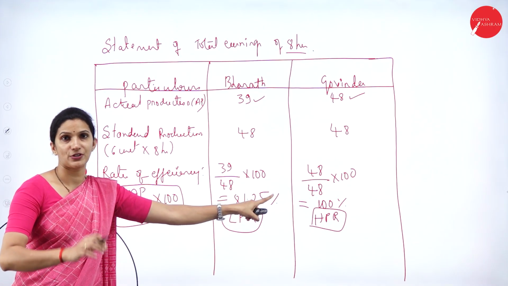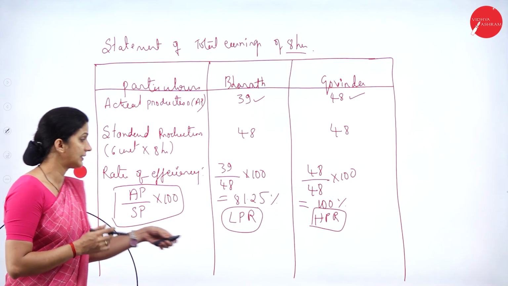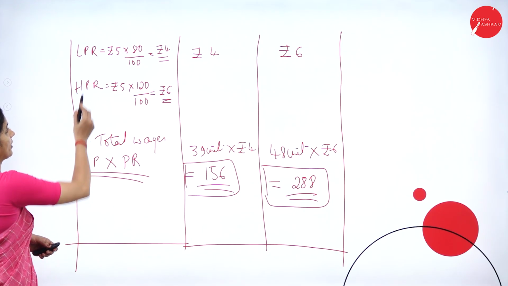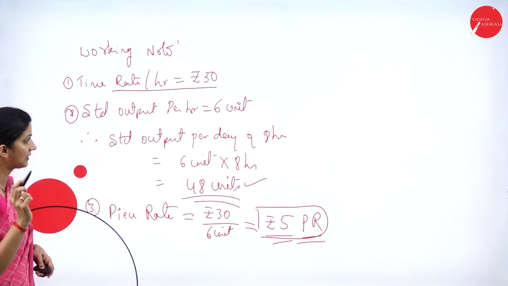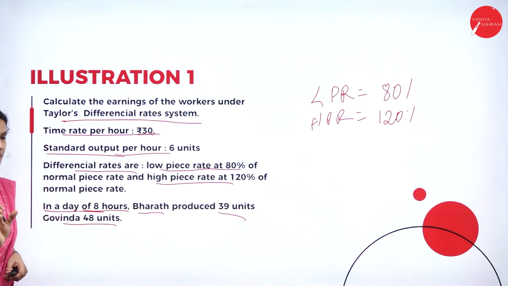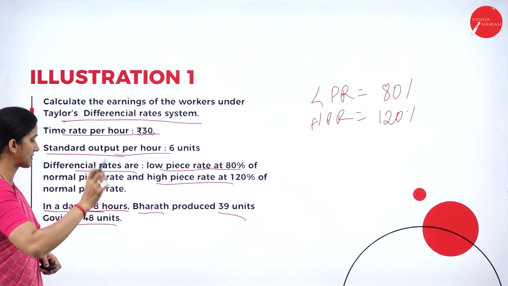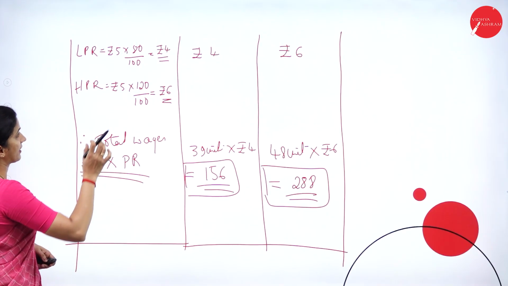If his rate of efficiency is 100 or above 100, he will get the high piece rate. Then we'll calculate the low piece rate and the high piece rate. Here in the question, the differential piece rate is clearly mentioned. For the low piece rate, it is 80%, and for the high piece rate, it is 120%. So that we will apply here.